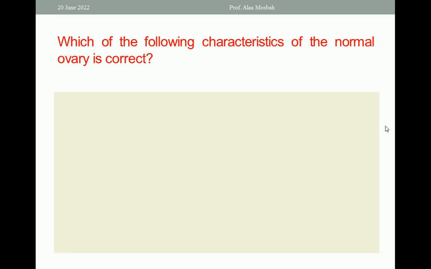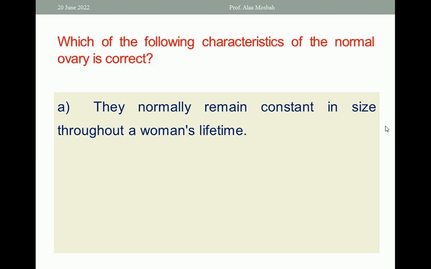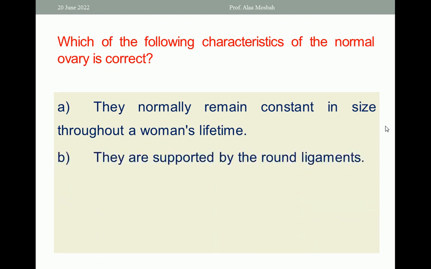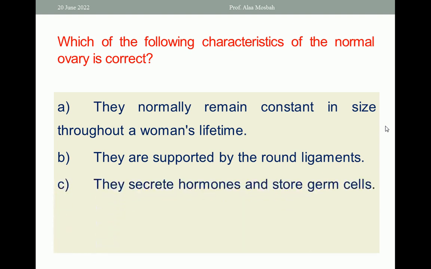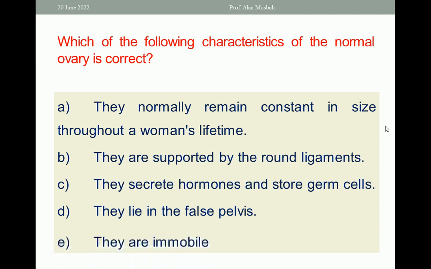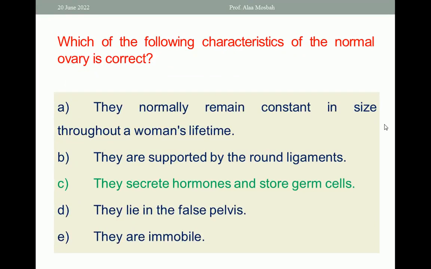Go to the next. Which of the following characteristics of the normal ovary is correct? A. They normally remain constant in size throughout a woman's lifetime. B. They are supported by the round ligaments. C. They secrete hormones and store germ cells. D. They lie in the false pelvis. E. They are immobile. Please choose the one best response. The one best response here is C. They secrete hormones like estrogen and progesterone and they store germ cells.